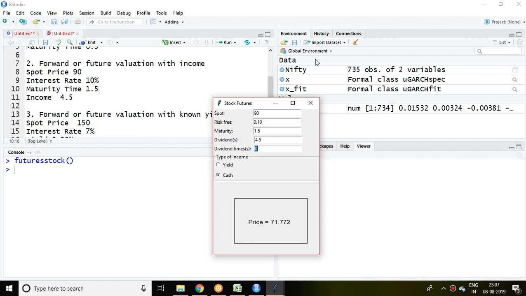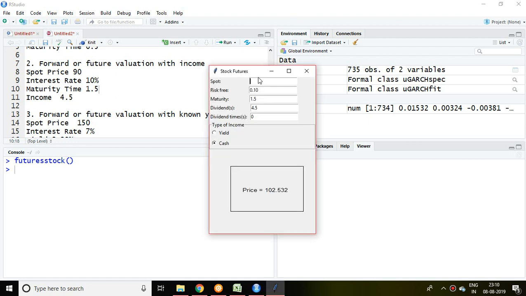So if you press enter, we find, if you write here 90, it means entire information as per this: spot price 90, risk free rate is 0.10, maturity time 1.5, dividend is 4.5, and then press enter. Now the value is 92 rupees 27 paisa. So this is the way through which we can calculate forward or future valuation with income.